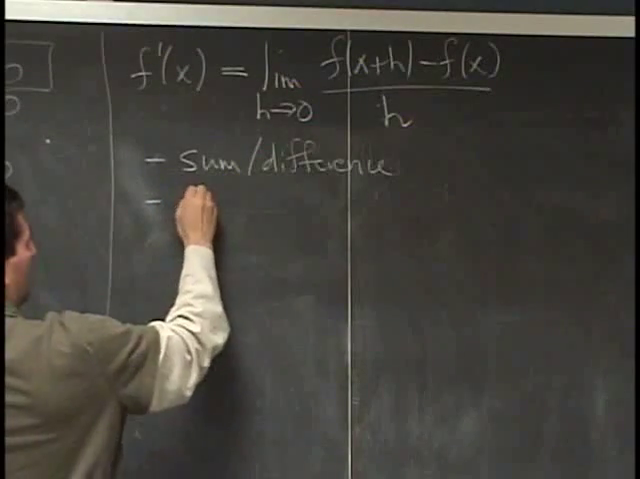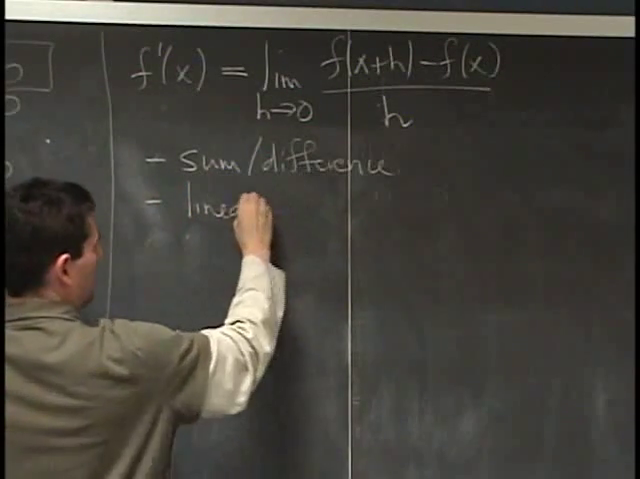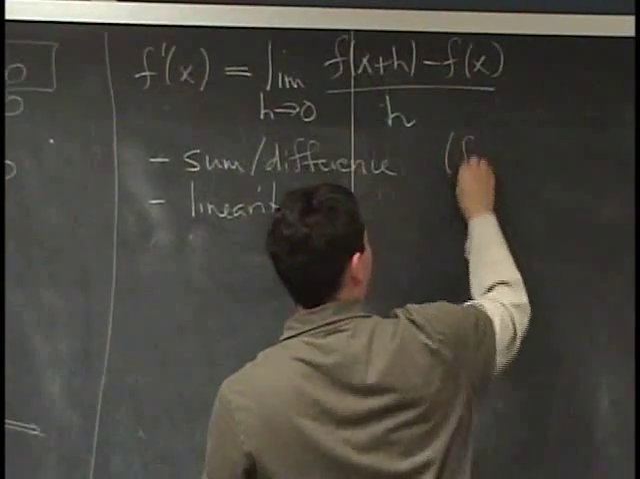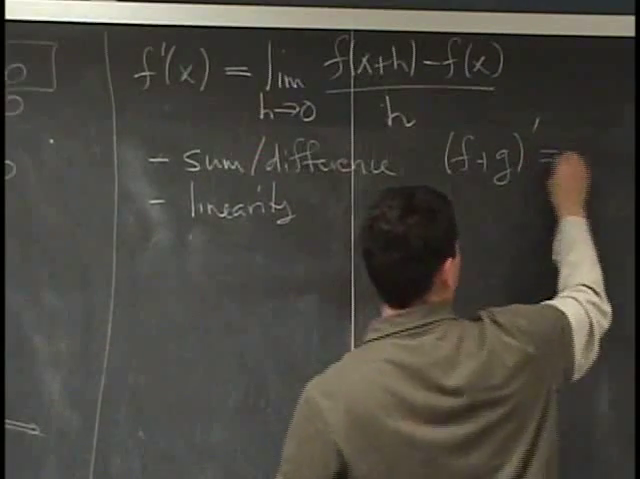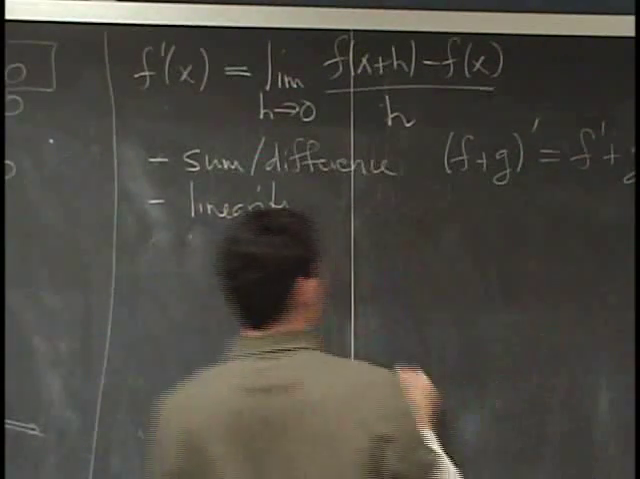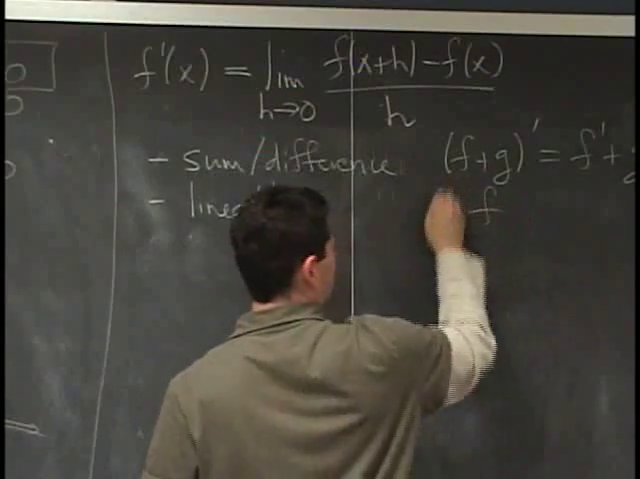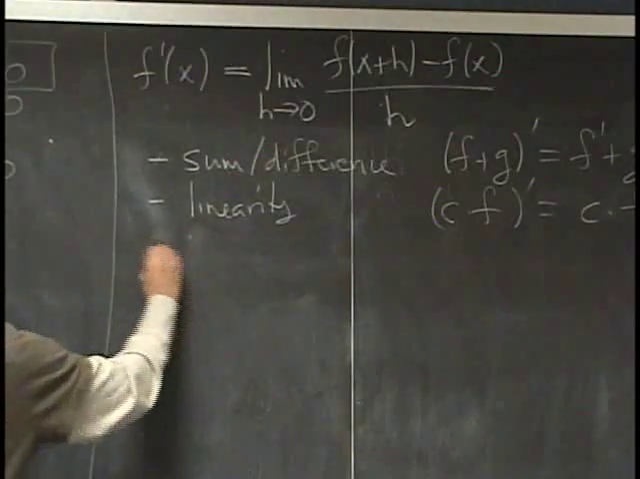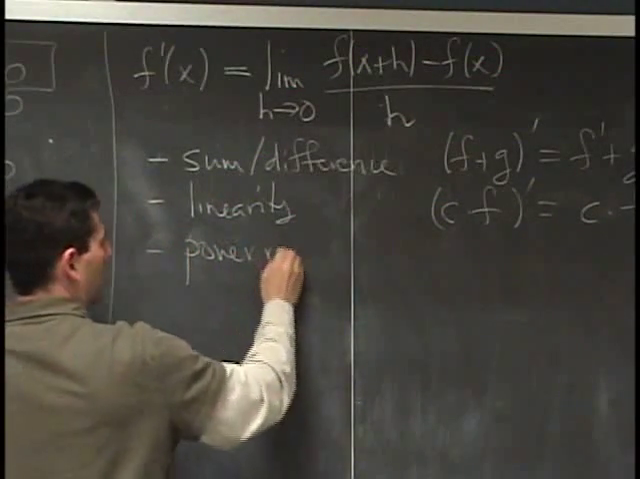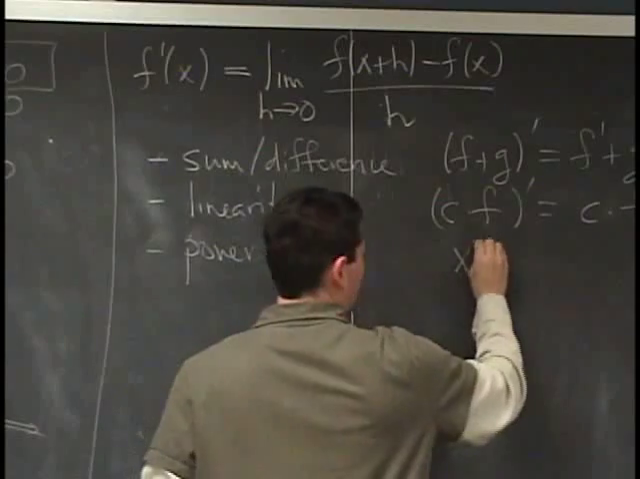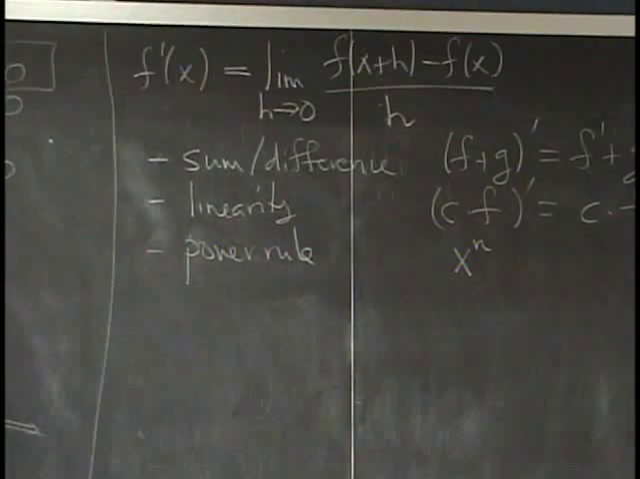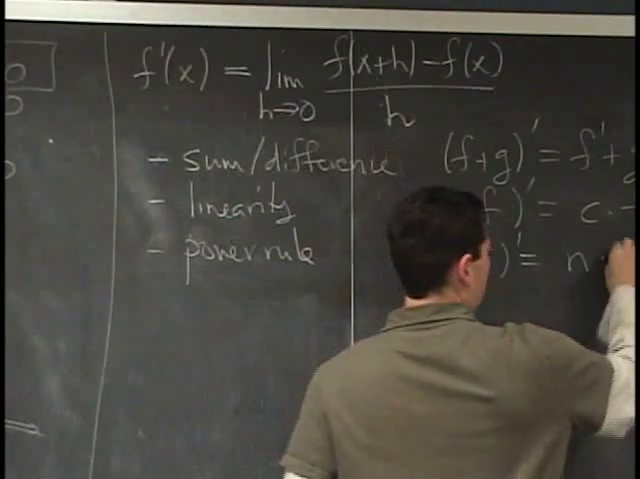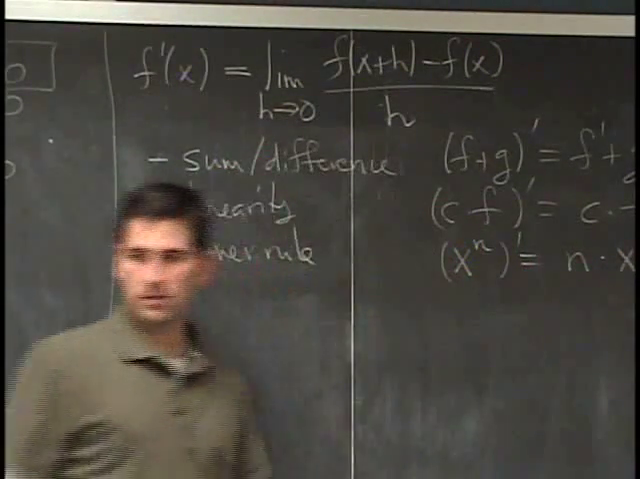We have linearity, which actually includes sum and difference, but I'll just use it to say we can pull constants out. So this one says f plus g prime is f prime plus g prime. This one says a constant times f prime is the same as f prime times a constant. We proved the power rule, which said if you take x and raise it to any real number, the derivative is just that real number times x to that real number minus 1.